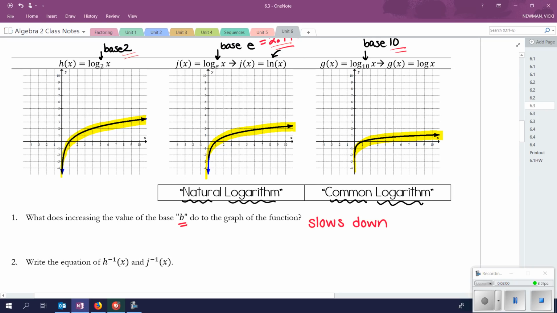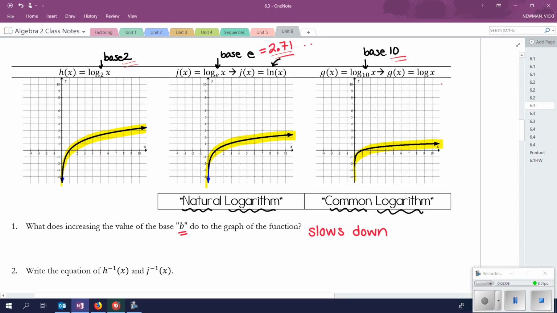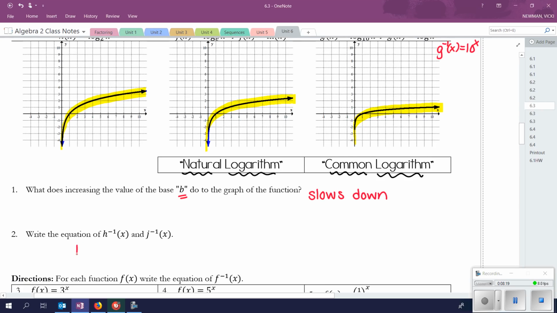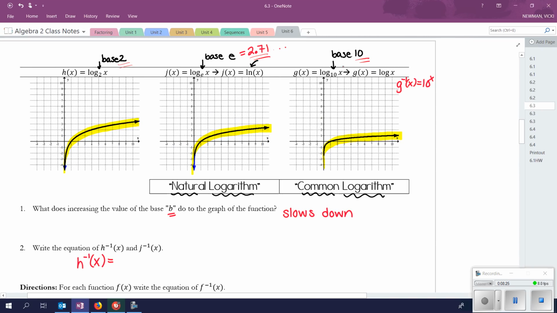Write the equation of h inverse and j inverse of x. So we saw on the front that g inverse of x would be 10 to the x. So h inverse of x: the base of 10 came from the subscript, so we have a base of 2, 2 to the x. J inverse of x: J inverse is the natural log, which means its base is e. So e to the x.